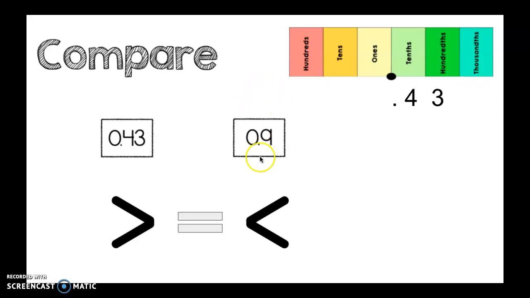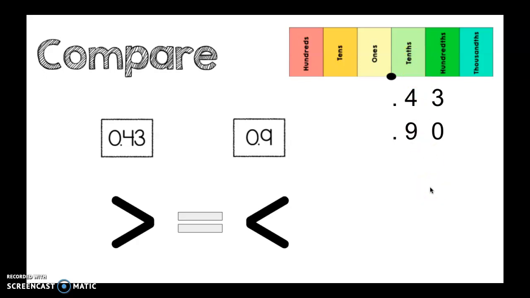Okay, now let's write our next number. We have 9 tenths. But I want to make sure that I am lining up, that I have the same place value filled. So I added a 0 to my hundredths. Okay, but this still shows 9 tenths.